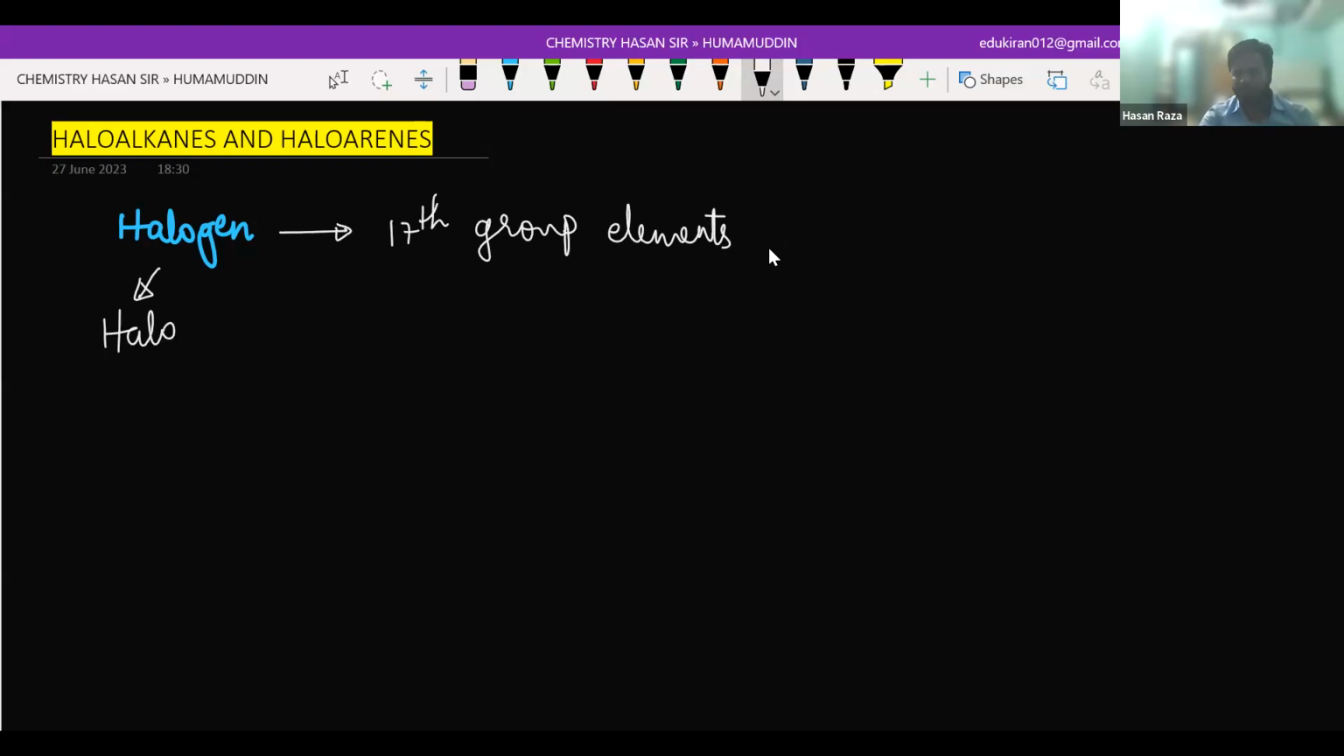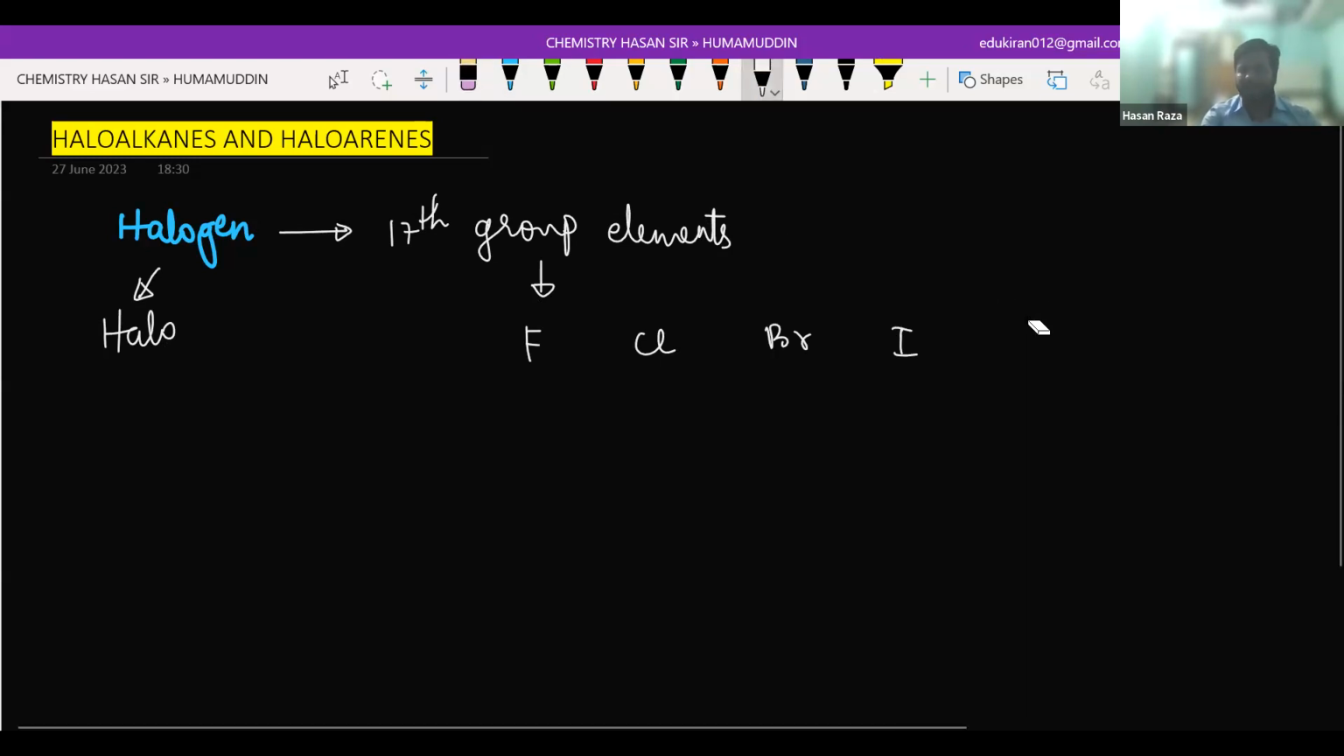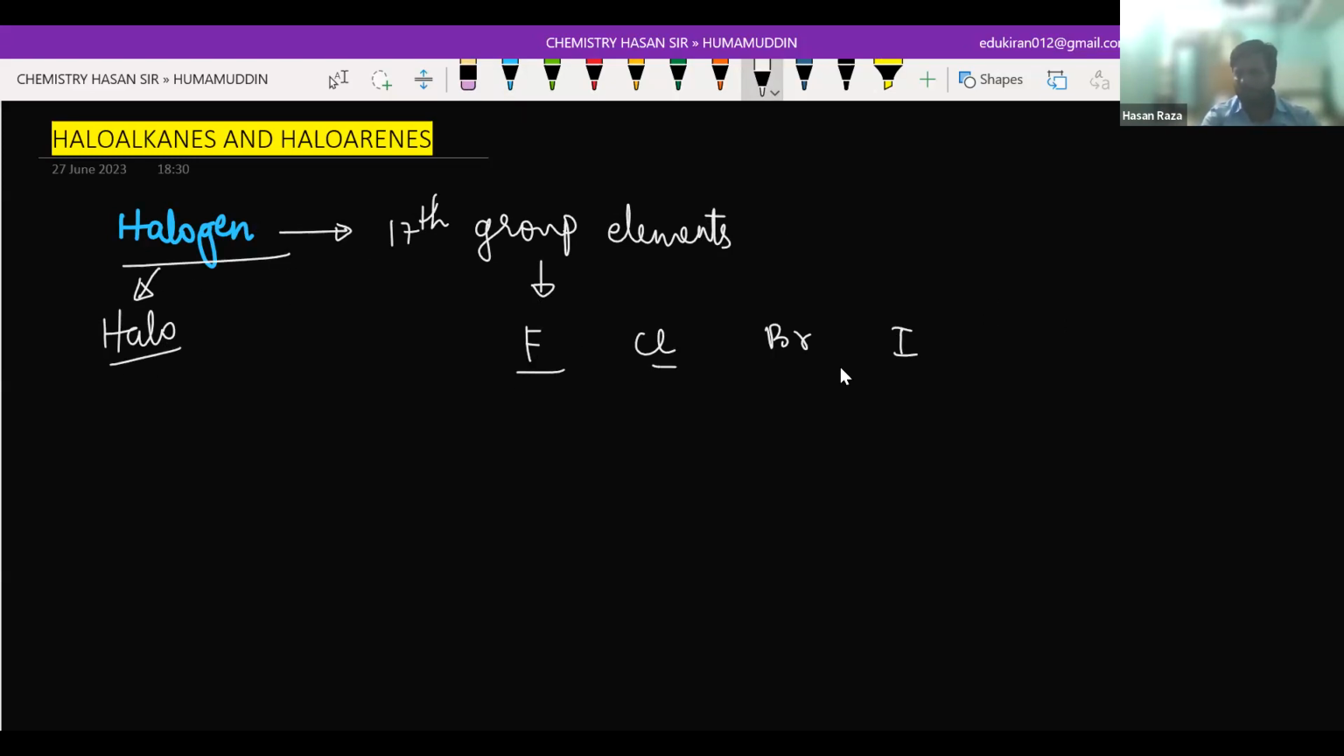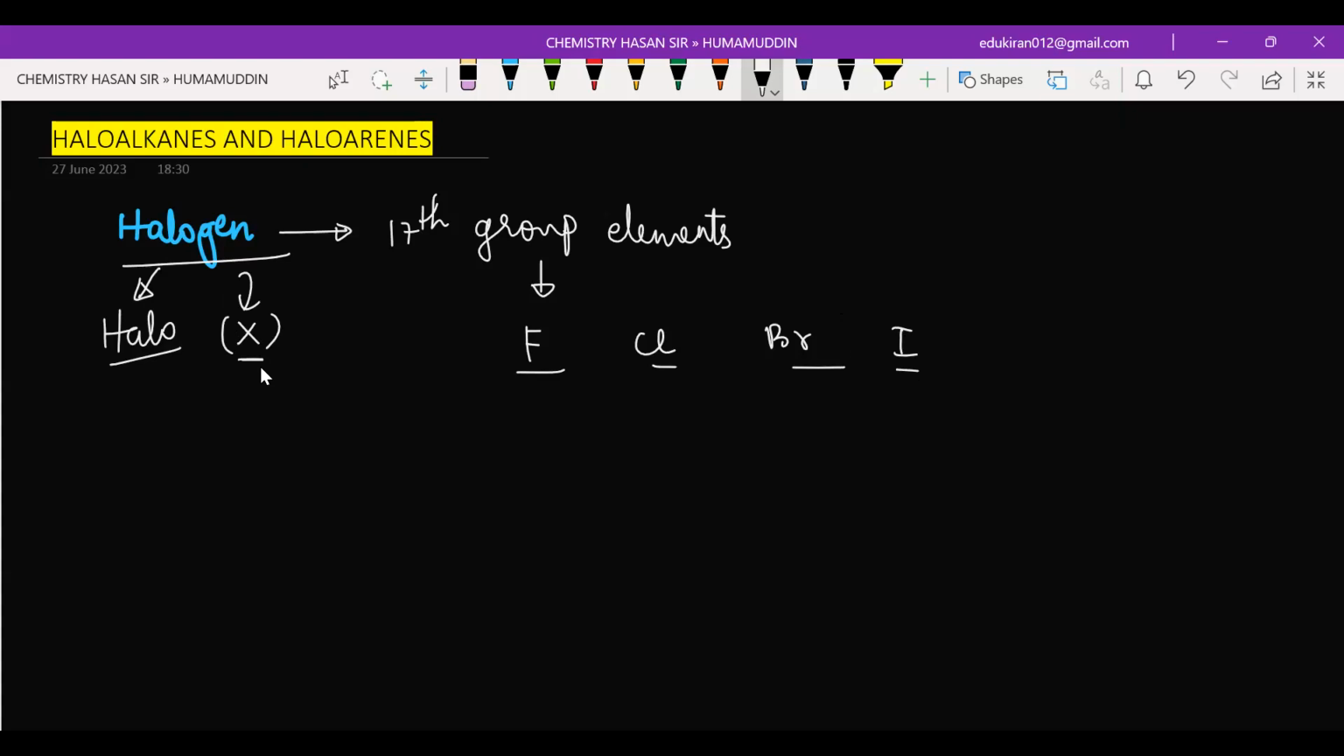Which elements are present in the 17th group? That is fluorine, chlorine, bromine, iodine. Astatine is also there, but we don't study it; it is a radioactive element. So whenever I ask you what halo or halogen means, that means fluorine, chlorine, bromine, iodine. And generally, the halogen is represented by X. Is that clear, both of you? Yes, sir.